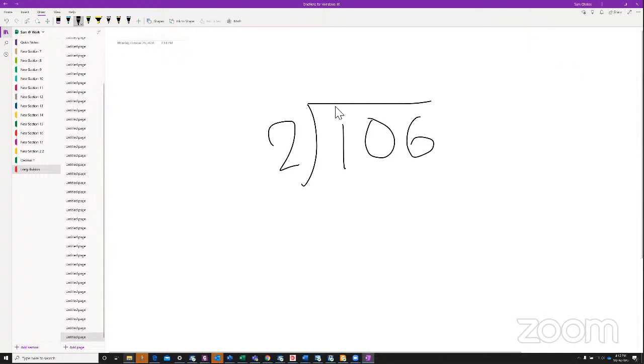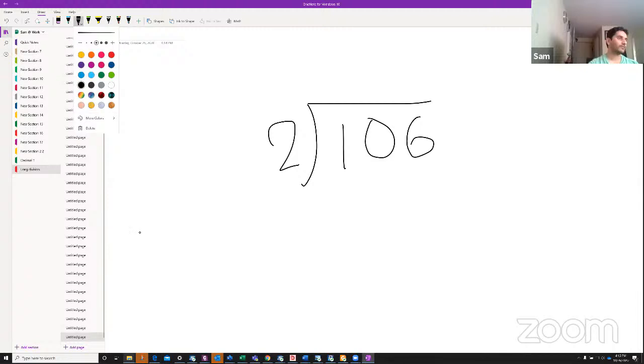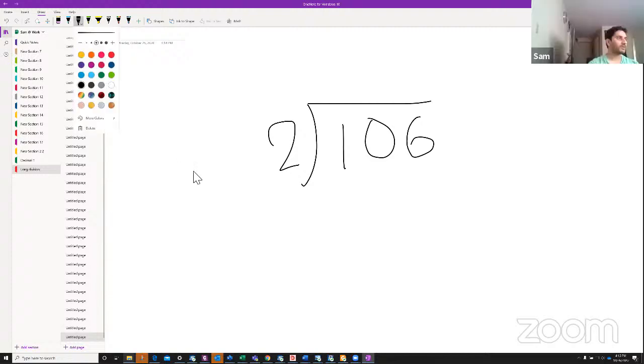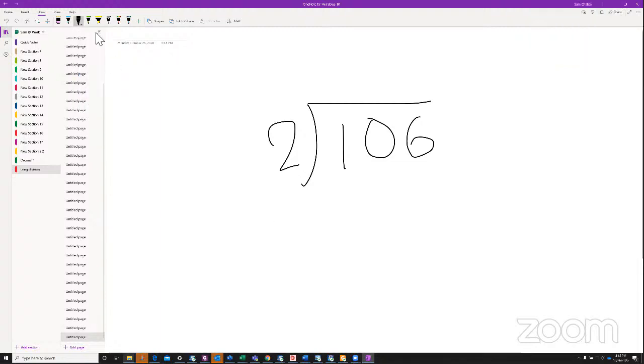Can we please do converting decimals to percent? Okay, let's do the very first one. Do you want me to complete this one first? Yes. Okay.